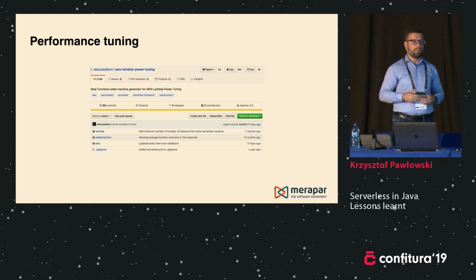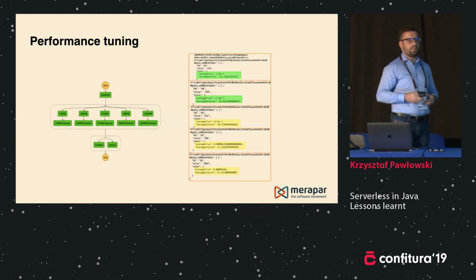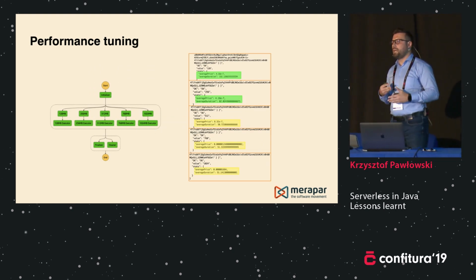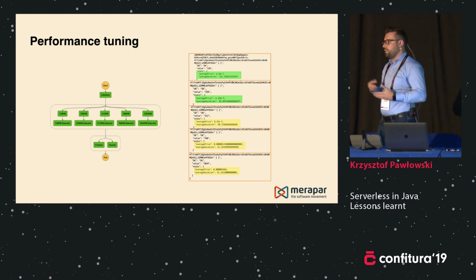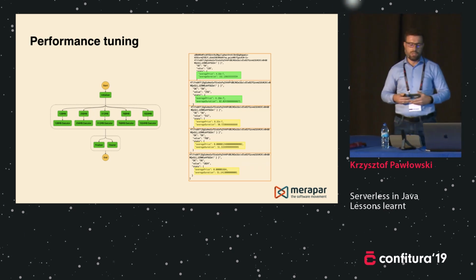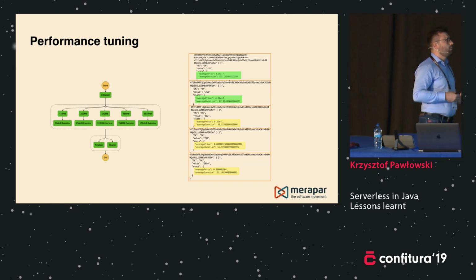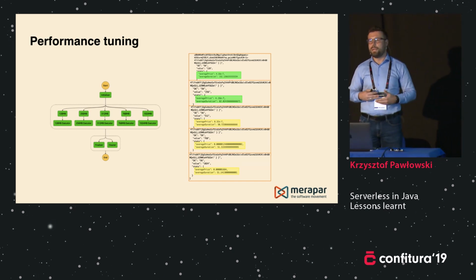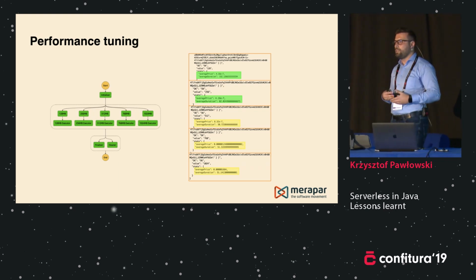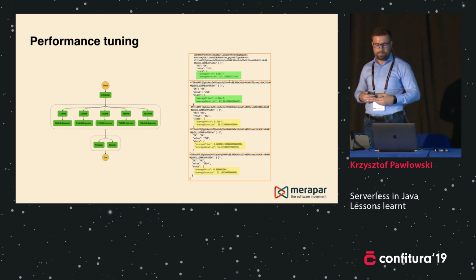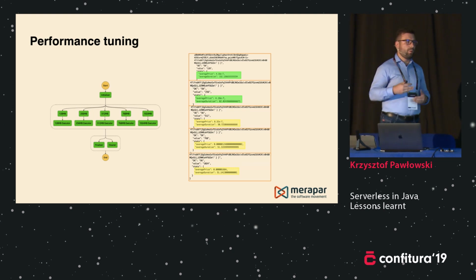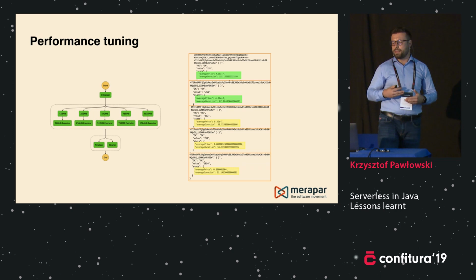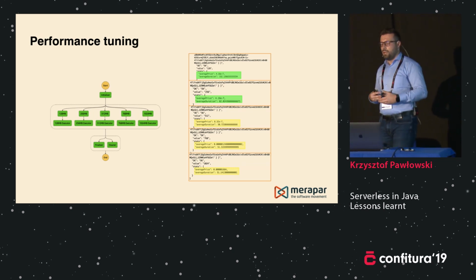You can find this on GitHub, which basically runs a state machine that would test your Lambda function in different configurations. So here you can see that there are a few configurations from 128 megabytes of memory allocated for your Lambda function up to 1 gigabyte. And then you can define how many repetitions you want to have. And then the output of this application is the report.